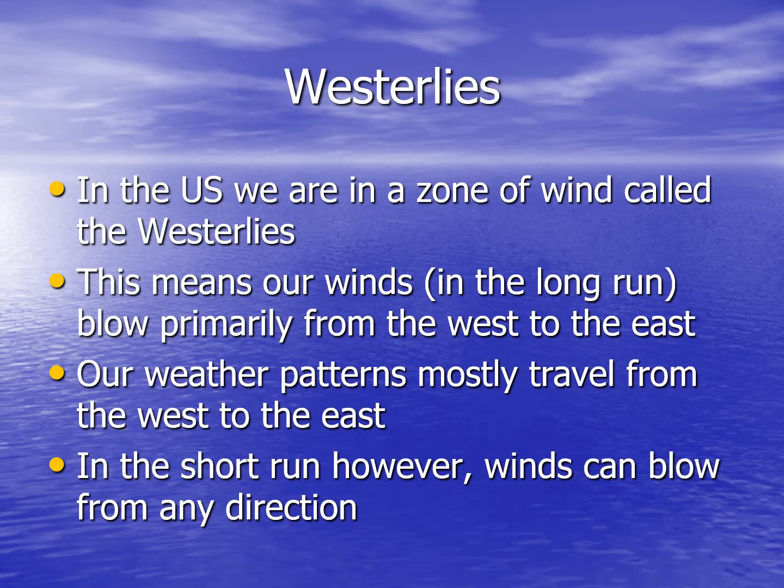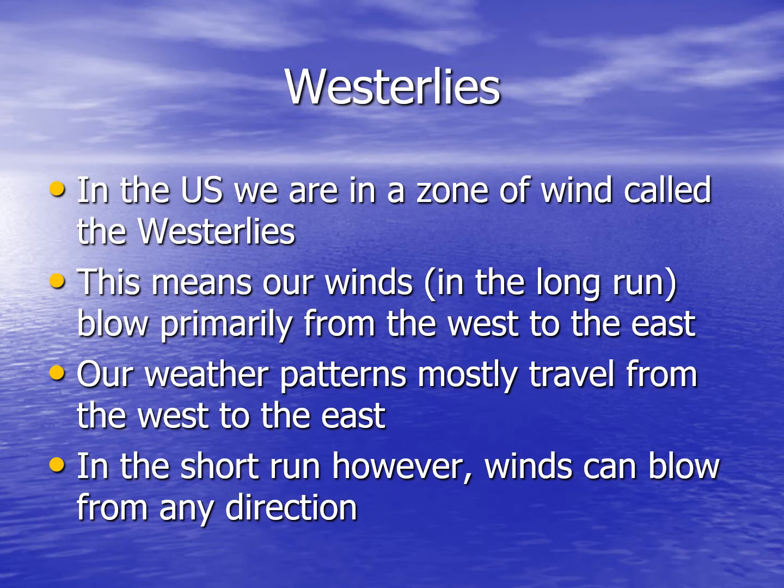So here in the lower 48 states, we are in a zone of winds known as the westerlies. So remember that winds are named for the direction from which they come. Okay, in other words, they are not named for where they are going. They are named for where they originate. So this explains why the majority of our weather patterns come to us from the west, okay? Because our winds in the long run are primarily blowing from west to east. And of course, this brings our weather patterns along.